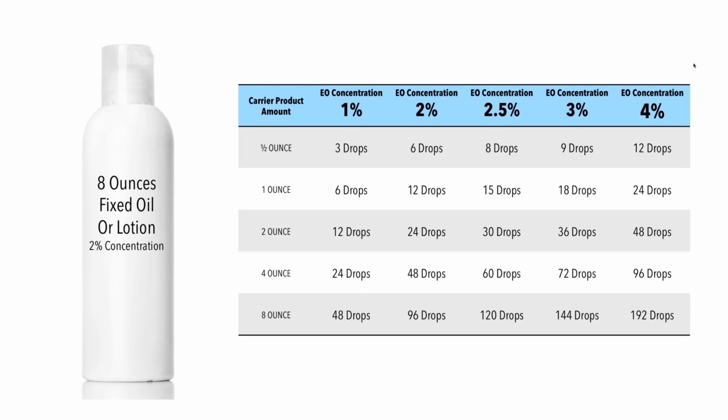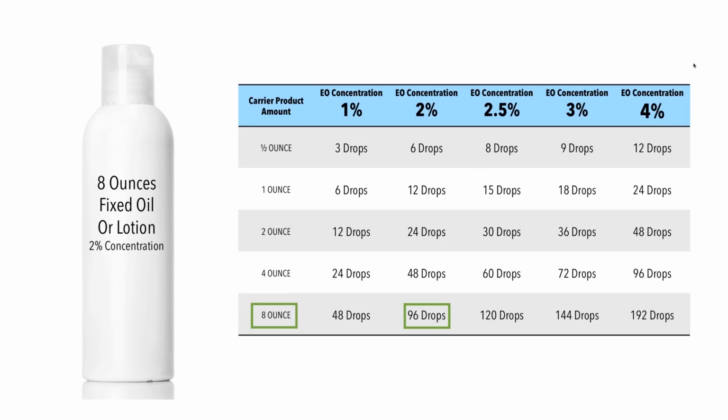Now we want a 2% concentration. How many drops do we need in a 2% concentration of 8 ounces? If you guessed 96 drops, correct. If you didn't, I can't help you because I can't make that any clearer than it was. So hopefully you got that.